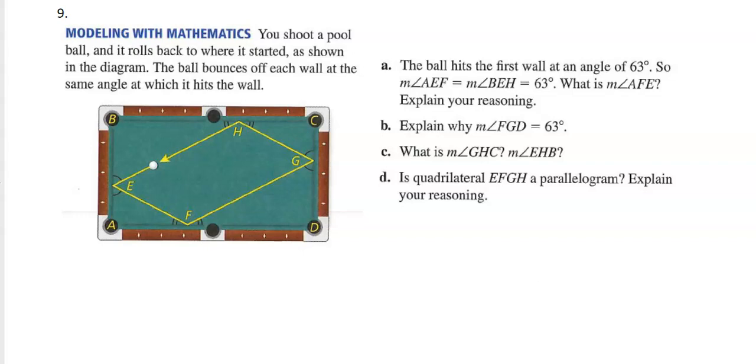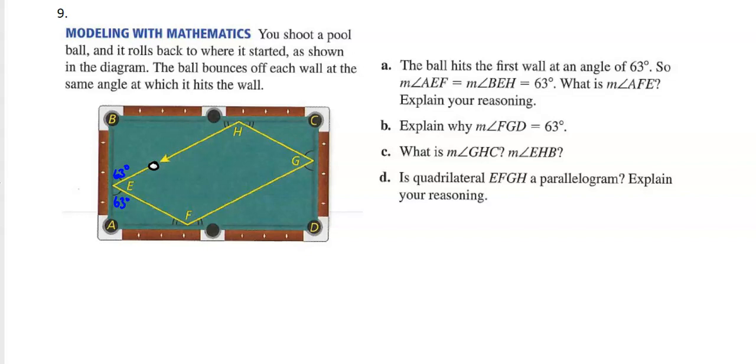So you shoot a ball, it rolls back to where it started. The ball bounces off each wall when it hits the wall. A, the ball hits the first wall at an angle of 63 degrees. So here's our cue ball, and our very first hit, it's going to hit the wall at 63 degrees. AEF equals BEH, which equals 63, because when something bounces off a wall, it reflects at the exact same angle. So that's why those two are both 63 there. It keeps doing that all the way around.